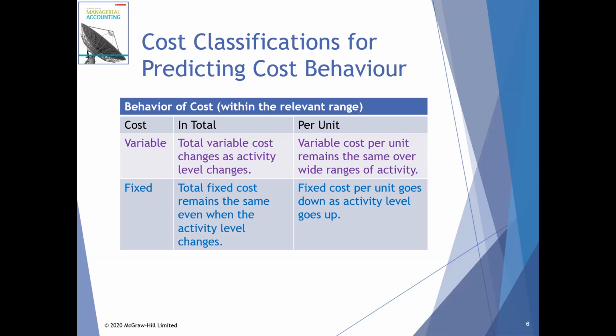But in the case of a fixed cost, total fixed costs remain the same even when the activity level changes. So fixed cost per unit goes down as activity level goes up. Activity level means production goes up, more and more production, but the fixed cost is the fixed cost. So it means the average cost per unit will be reduced.